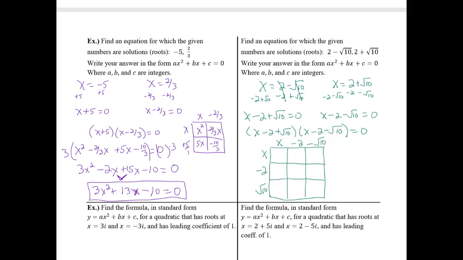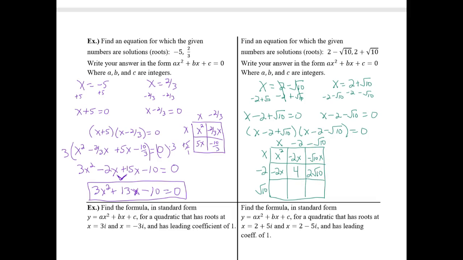Then I start multiplying. x times x is x squared. x times negative 2 is negative 2x. And x times the negative square root of 10 would be negative square root of 10x. Second row, negative 2 times x is negative 2x. Negative 2 times a negative 2 is positive 4. And then negative 2 times a negative square root of 10 would be positive 2 square root 10, right? The 2 is not under a radical. The 10 is. The 2 has to stay out. We're just multiplying them together.